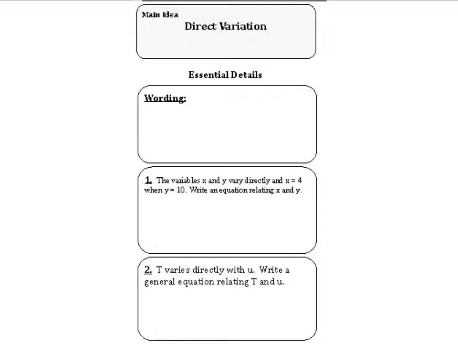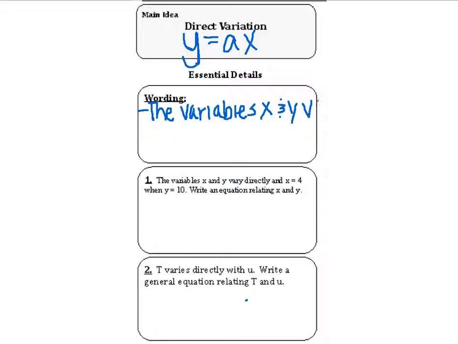So first, direct variation looks like this. Y equals A times X. So to get Y, you have to multiply X by a constant. The wording that you might hear or that you might see, first of all, the variables X and Y vary directly. Okay, if it says the variables X and Y vary directly, we're talking about direct variation.